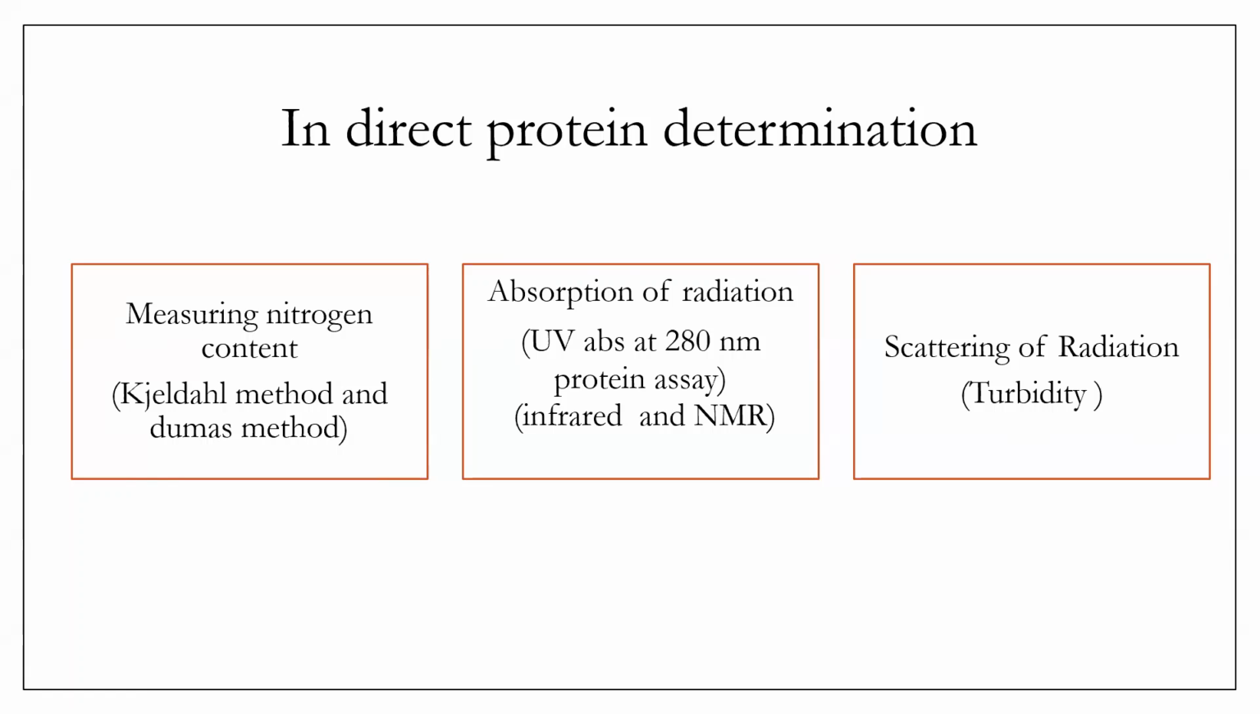And next is the Dumas method. The Dumas method measures the total organic as well as the inorganic nitrogen. It is an expensive way of measuring the nitrogen content.